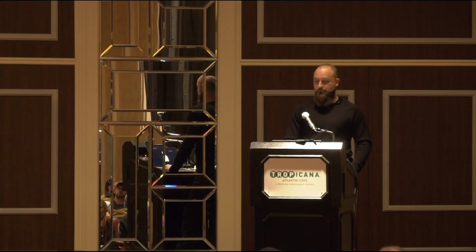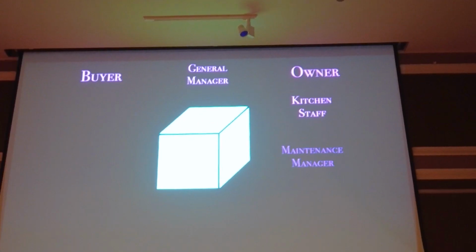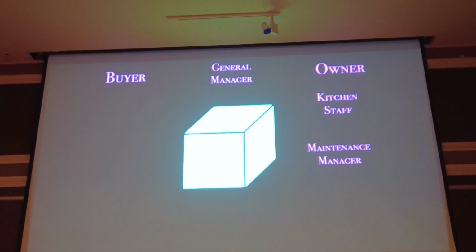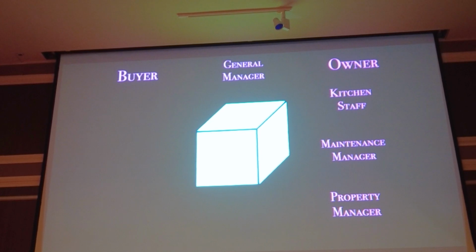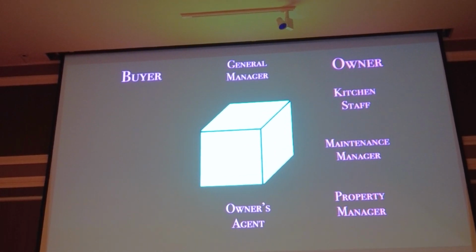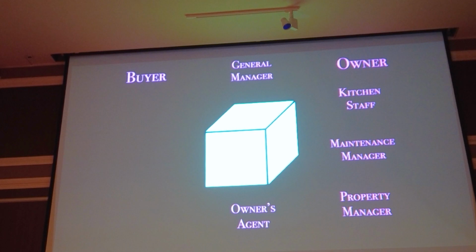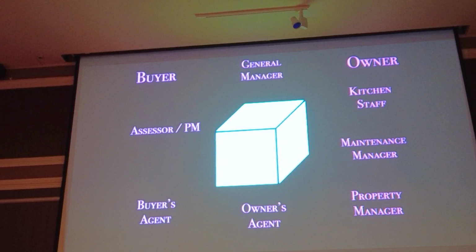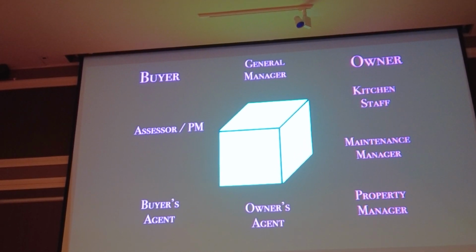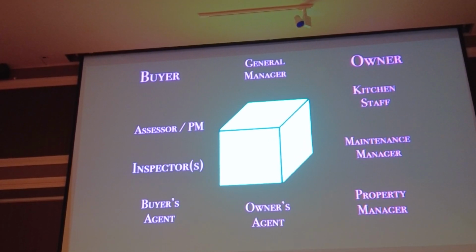So you may well be working for a buyer. There may be a general manager present. The owner may be there, may not be there, is still involved in the deal, whatever you're working on. You're going to encounter kitchen staff. There may be a maintenance manager or a kitchen manager. There may be a property manager that works for the owner. The owner may have their own realtor in some cases, as well as the buyer. And then when I come out with multiple people, I'm the assessor or the project manager, and then I bring along inspectors.